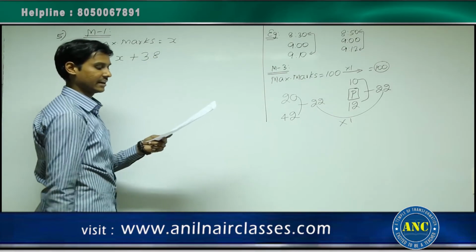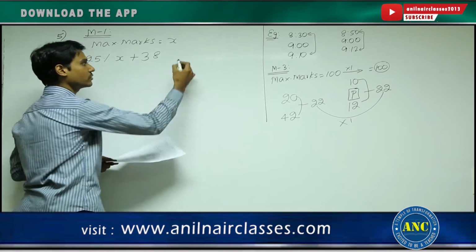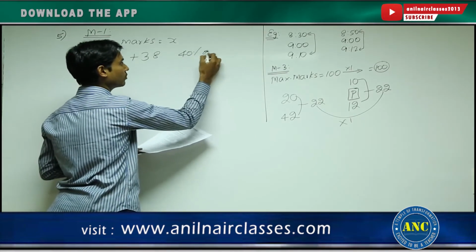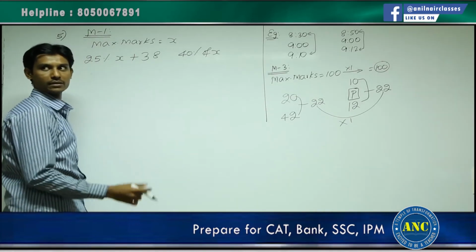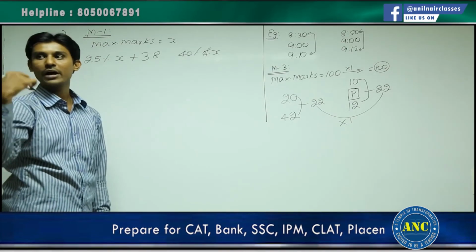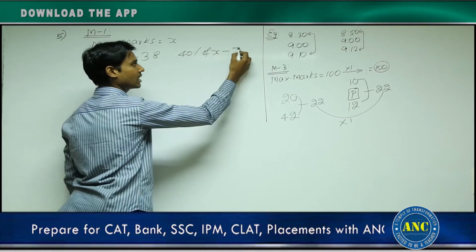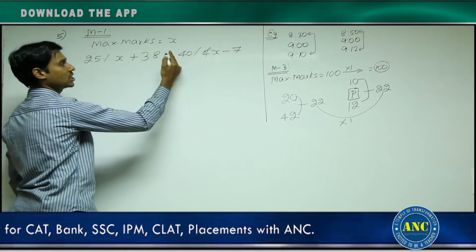Similarly, for the second candidate, he scored 40% of the marks and he gets 7 marks more than the passing marks. He already got 7 marks more, so I should subtract that 7 so that I will get the passing marks. Both of them are passing marks.